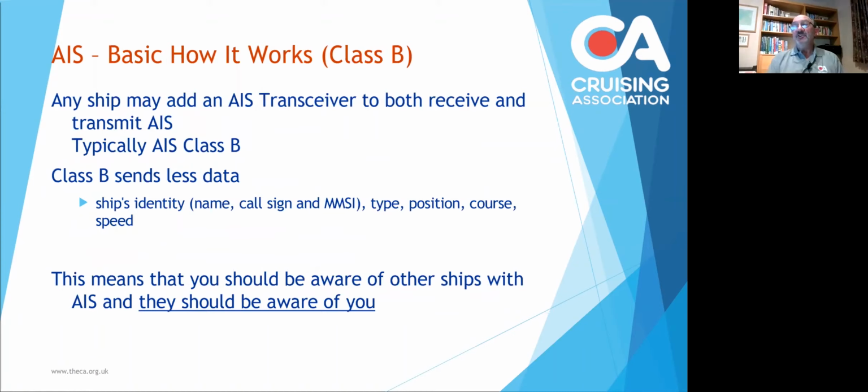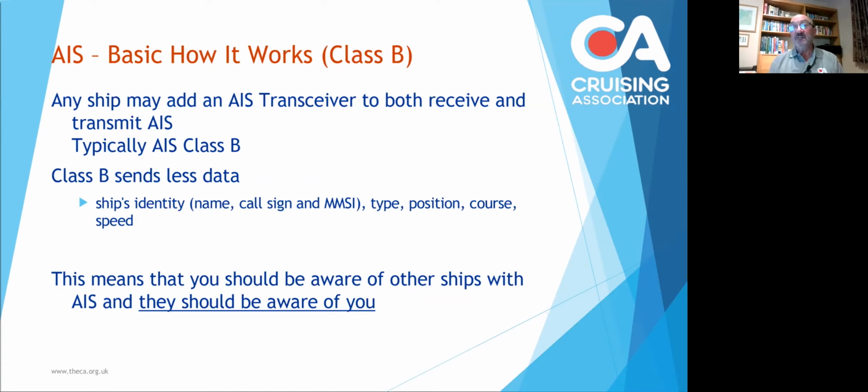So we then come on to Class B. So any ship can add an AIS transceiver to both receive, as we've been talking about on the previous slide, but also to transmit AIS. Typically AIS Class B, but there's nothing to stop a small boat having Class A as well, or instead of Class B. Class B sends less data.